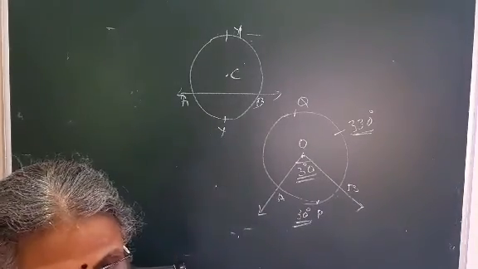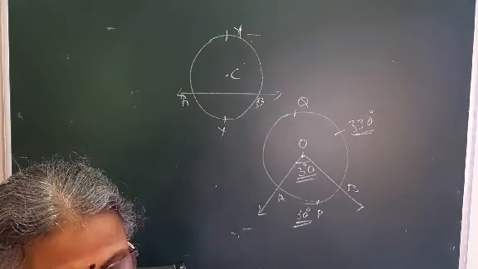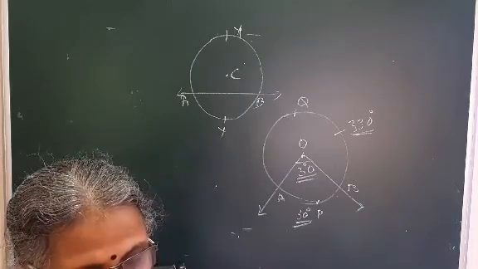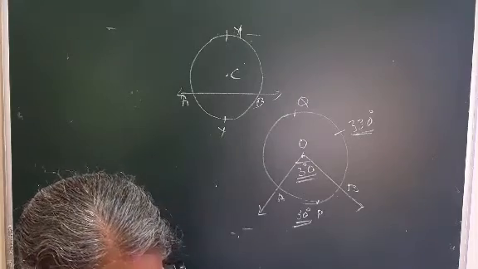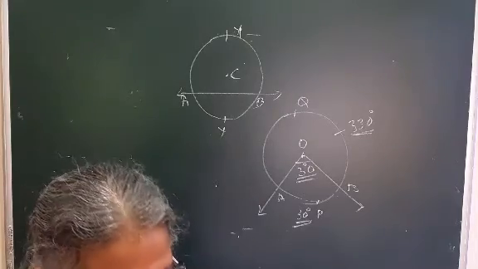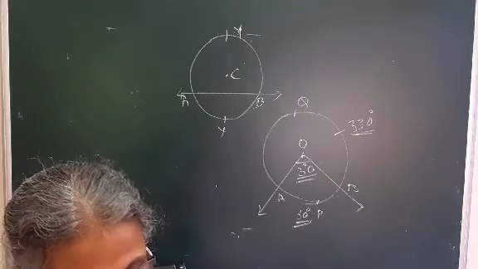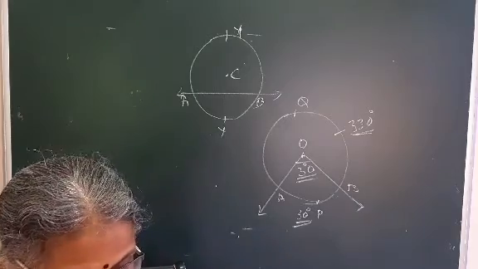Then we are going to see 2 theorems which are very easy. So we started our chapter with theorem number 1, that is the tangent theorem. Second, we have seen the converse of the tangent theorem. Third, we have seen the tangent segment theorem. Fourth, we have seen the theorem of touching circles. So these are theorems number 5 and 6 that we are going to see now.